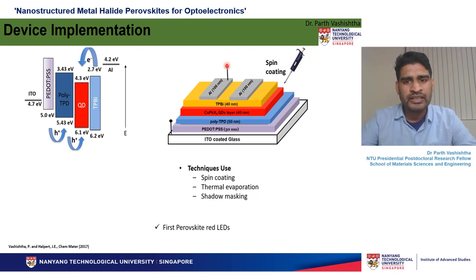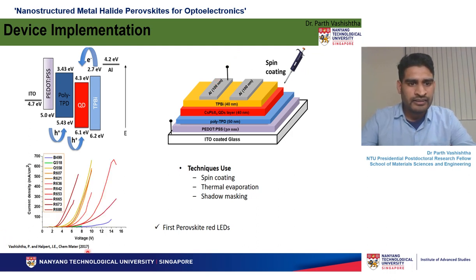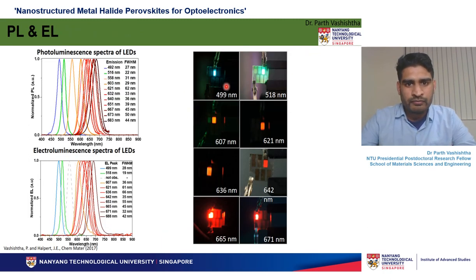The whole processing technique was really simple. It was solution processed spin coating, and we just used thermal evaporation for the electron transport layer and metal electrodes. And this is the current voltage graph of these nanoparticle LEDs, and we can see the turn-on voltage started from 2.5 to 4.56 in this region. And all these LEDs are emitting blue color to red color. And this work demonstrates one of the first few red LEDs in perovskite nanomaterials.